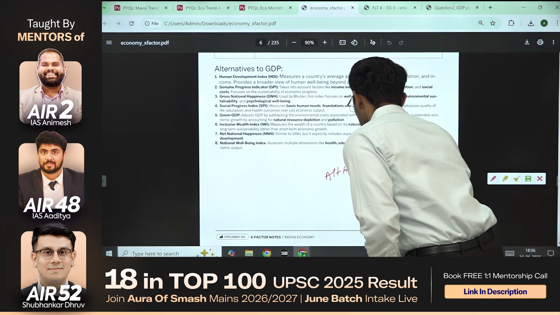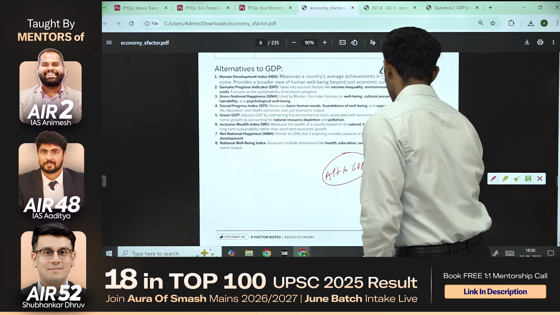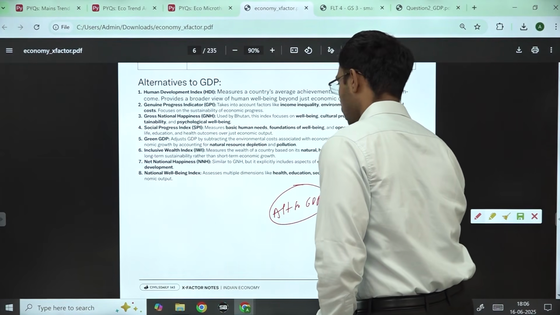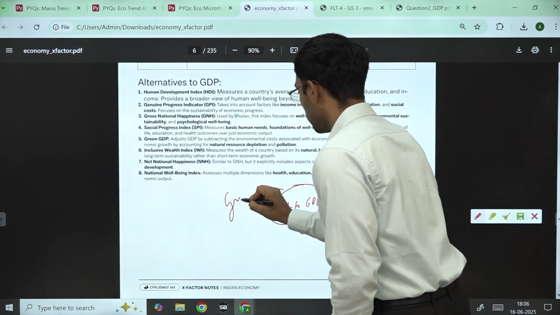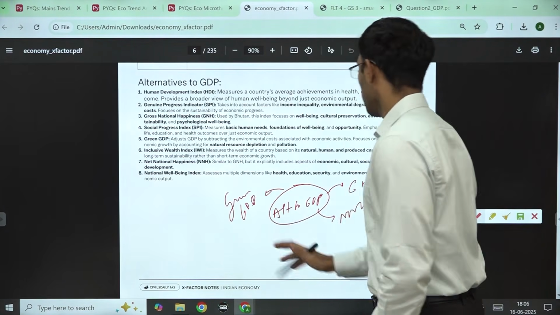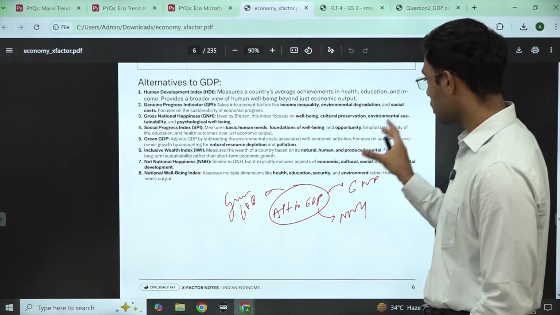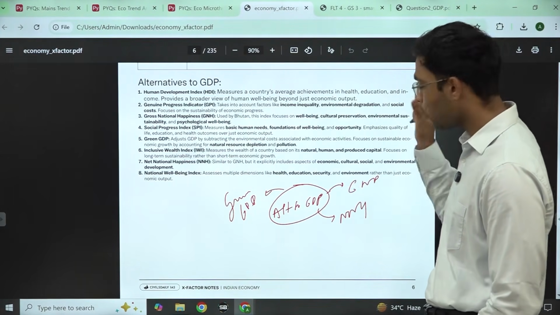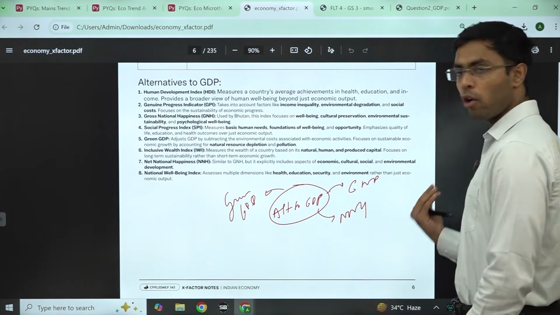alternatives to GDP like this, circle it and just make arrows and write GNP, GNH, green GDP, right, as a flowchart diagram towards the end of my answer, so that I don't take too much space. I just visually explain the argument and at one glance you're able to understand this dimension, right? So this is also a certain way of value adding to your answers.